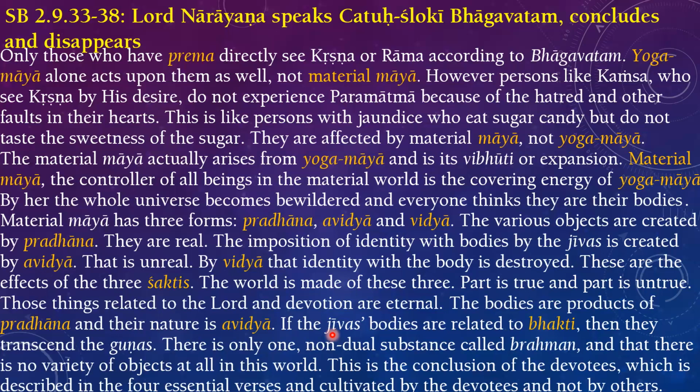Remaining all is temporarily real or temporarily illusory, not the permanent real. The only permanent real is Brahman. Brahman means absolute truth. Brahman, Paramatman, Bhagavan, all the three are the same. When you say Brahman, it is all the three. This is the conclusion of the devotees, which is described in the four essential verses and cultivated by the devotees, not by others.